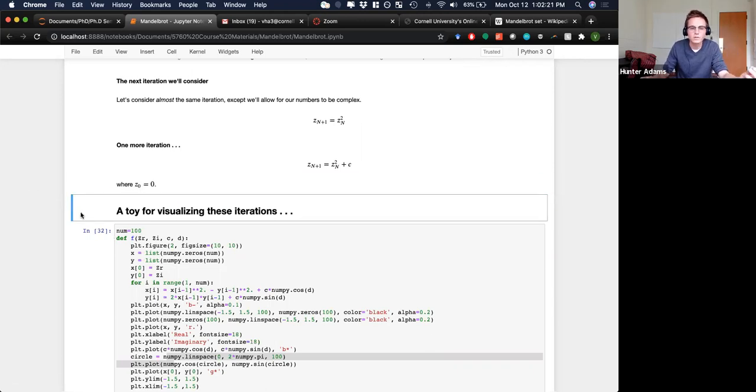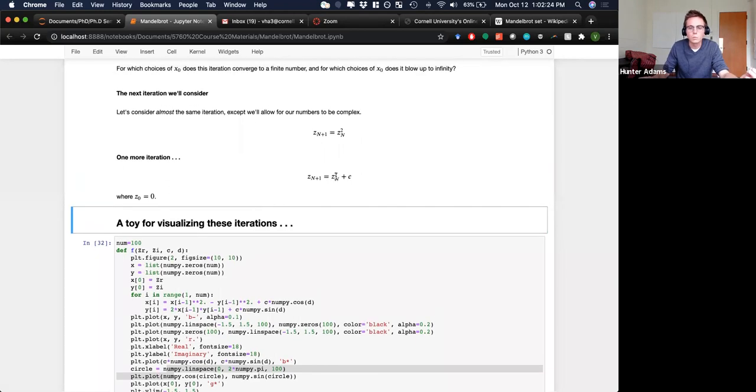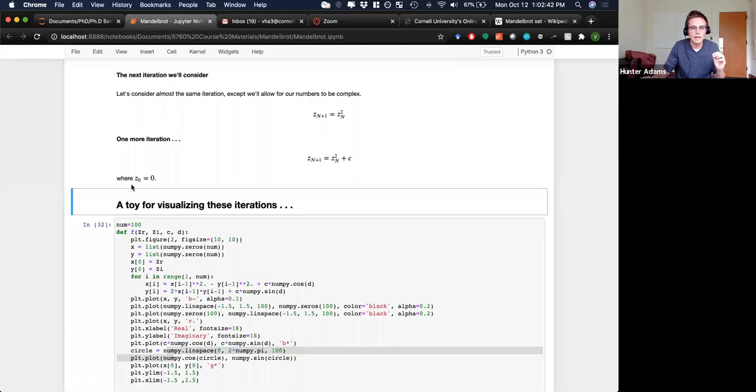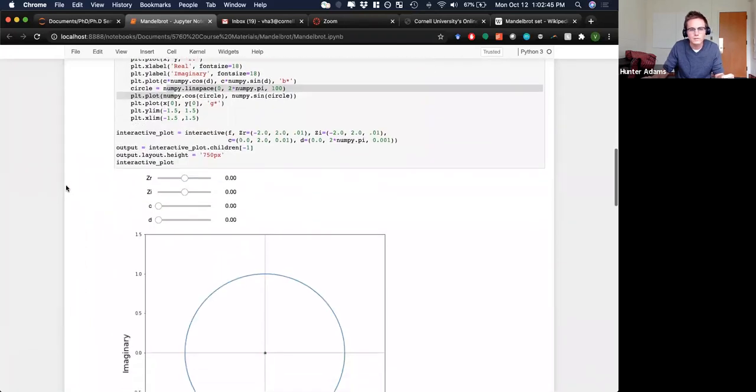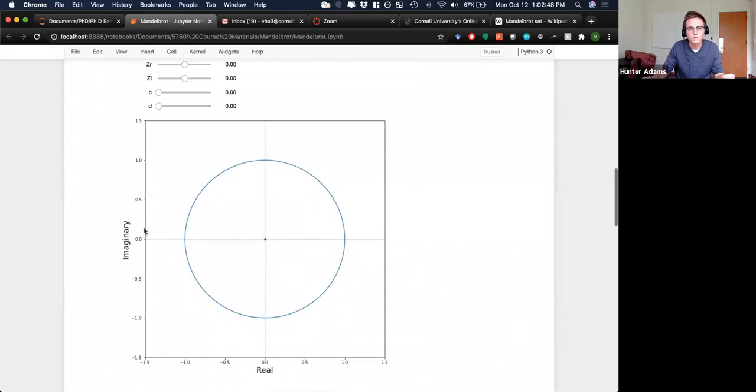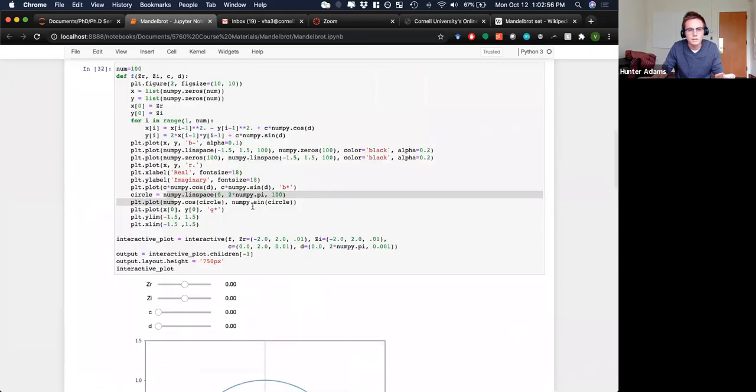And I want to ask the same question that we've been asking. We're fixing Z0 here. We're starting at the origin, but then for which choices of this constant that we add in every step of the iteration does this iteration blow up to infinity, and for which choices of this constant does it remain stable? And as before, we can play with this and try to get a sense of it, right? So right now I have Z0 here at the origin, and I also have this constant set to 0. In fact, let me get rid of this circle because it's just going to confuse things.